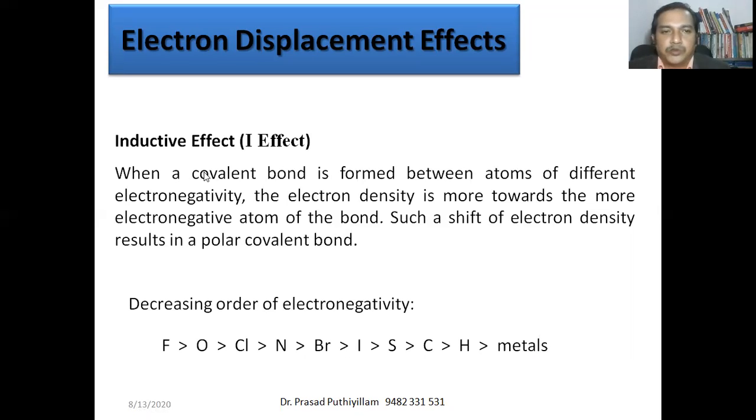So if two atoms are bonded with a covalent bond, and one of the atoms is more electronegative, for example carbon and fluorine, where fluorine is far more electronegative than carbon, in such cases the electron density will be more towards the electronegative atom. That means in the case of fluorine and carbon, the electron density will be more towards fluorine. This type of effect is known as the inductive effect.